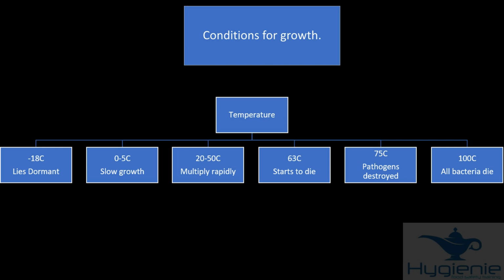Conditions for bacterial growth. Let's focus on temperature. At -18, bacteria lies dormant, it's asleep. At 0 to 5 degrees it grows slowly. 20 to 50 degrees it multiplies rapidly. 63 degrees the bacteria starts to die. 75 degrees pathogens are destroyed, and at 100 degrees all bacteria die.